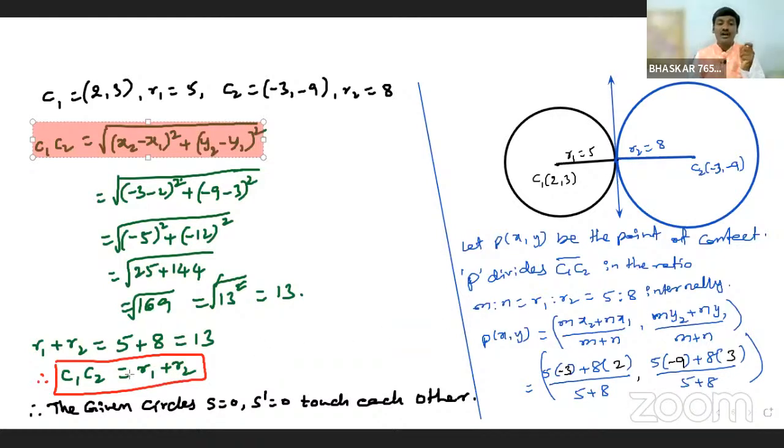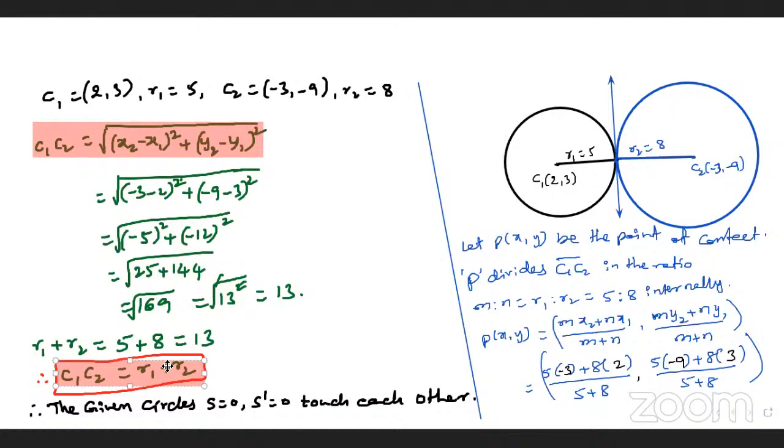Yes. Okay, so after finding the distance, we have to check whether the C1C2 distance is equal to R1 plus R2 or not. If they touch each other, it satisfies this condition. What is the condition? If two circles touch each other, C1C2 is equal to R1 plus R2.